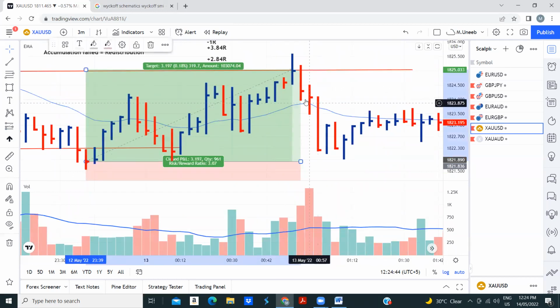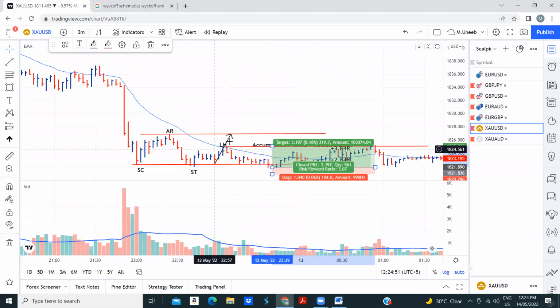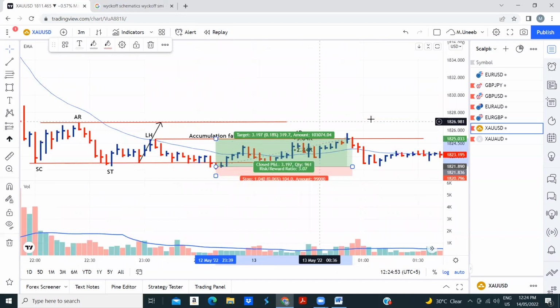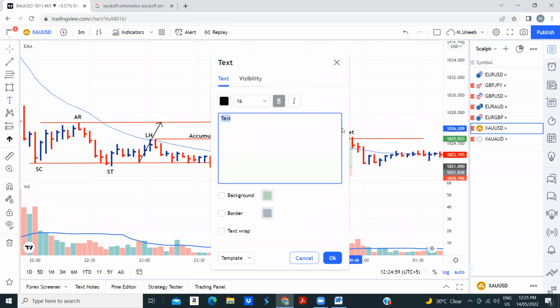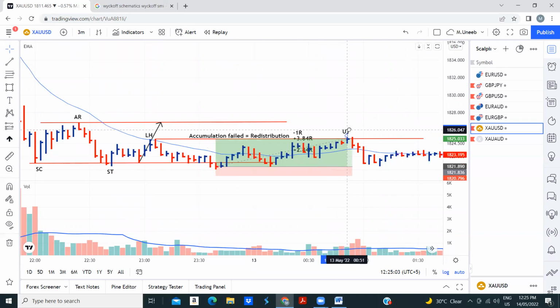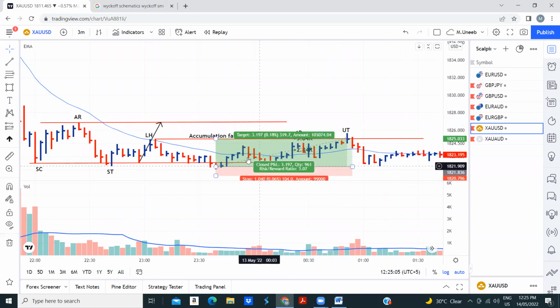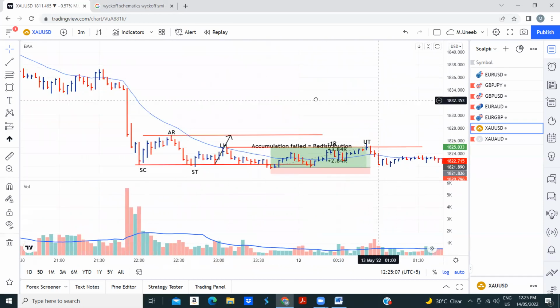And as I go up, what do I see? The price cannot close above it and price closes below. This gives me an indication, and this was a lower high. After this lower high, what do we see? Upthrust here. So during accumulation, I saw an upthrust within an accumulation, right? So this accumulation turned into a distribution. Got it?